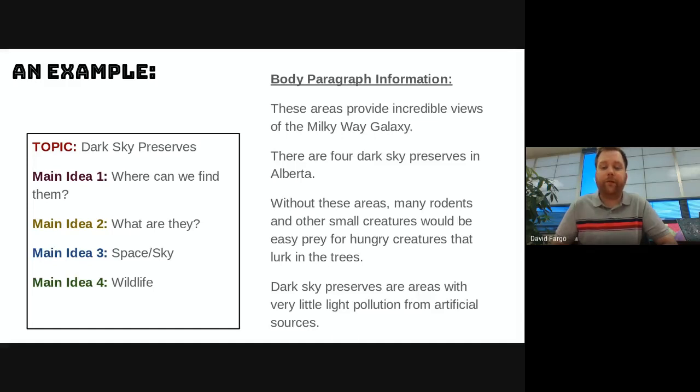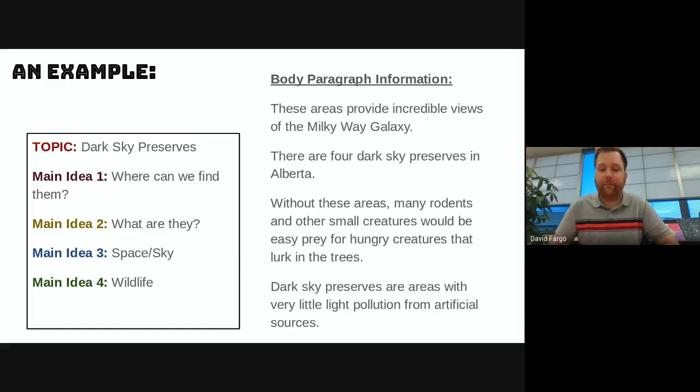There are 4 dark sky preserves in Alberta. To me, that sounds like we're talking about where we can find dark sky preserves. So that we're talking about main idea or body paragraph 1, okay? It's letting us know that in our own sort of vicinity, our own backyard within the province, we can find 4 different dark sky preserves. So again, it's telling us where they are.